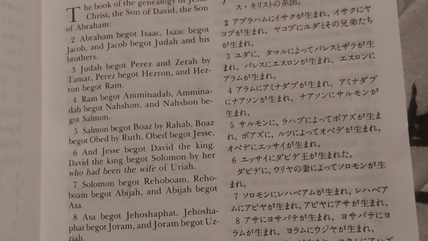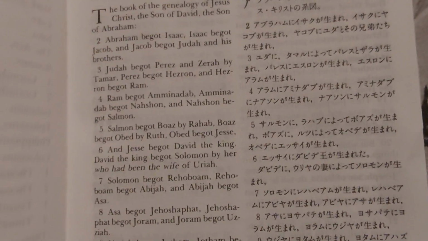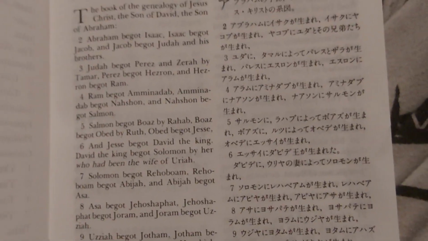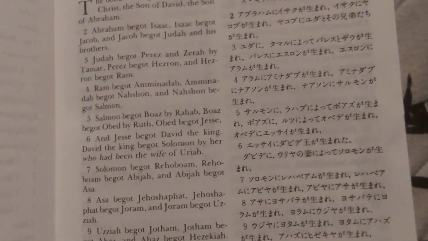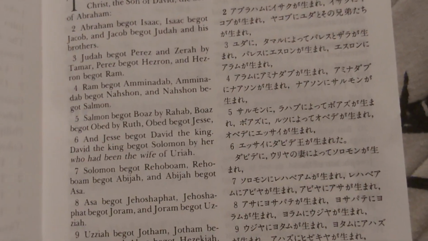Boaz begot Obed by Ruth. That's a throwback to the book of Ruth itself. Obed begot Jesse, and Jesse begot David the king.